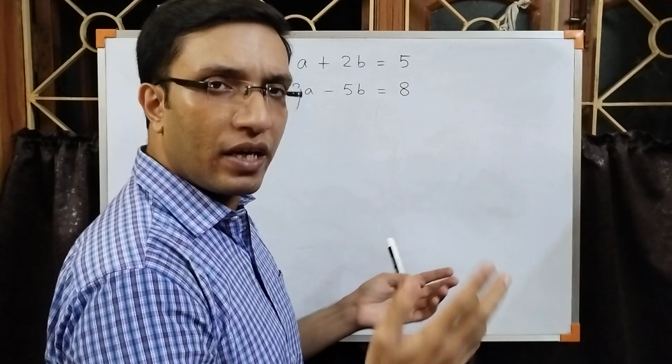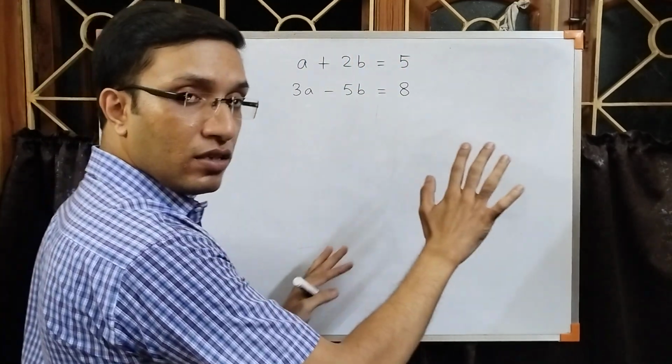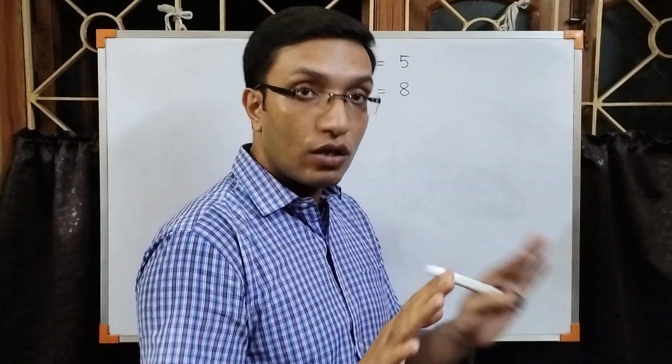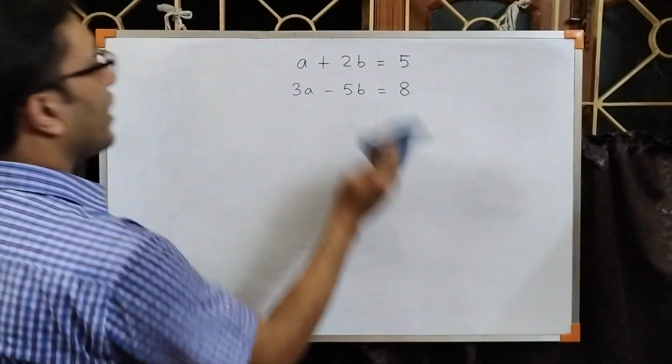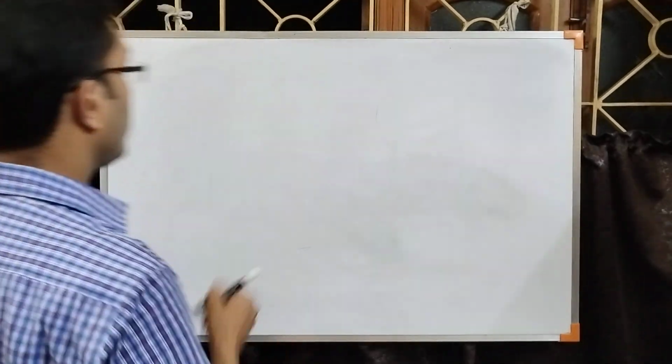The variables can be different, p, q, x, y, m, n, whatever it may be. There will be two equations which we have to solve simultaneously. That means together, side by side. So let us take a few examples. Question number 1.